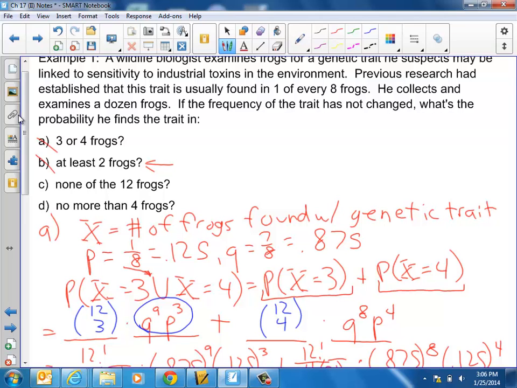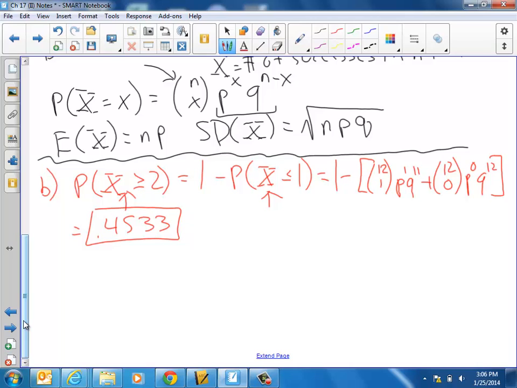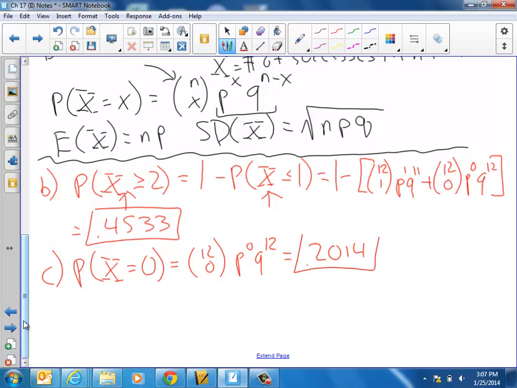So there are A and B. All right, C, none of the 12 frogs has this trait. Well, that's not too bad. We've actually already computed that in the last example. That would be the probability, still want to use X because success is defined the same way, that X is equal to 0. Well, that is just 12 choose 0 frogs. We don't choose any of these frogs to be successes, times the probability of success to the 0th, because none of them have the trait, times q to the 12th, because all don't have the trait, equals 0.2014. Again, don't belabor the mechanics. Just find patterns in the logic here as best you can.